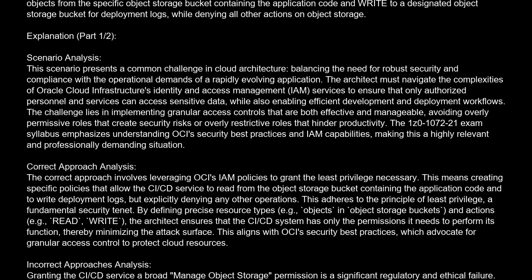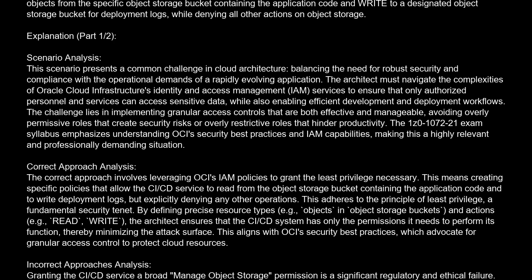Explanation. Scenario analysis. This scenario presents a common challenge in cloud architecture, balancing the need for robust security and compliance with the operational demands of a rapidly evolving application. The architect must navigate the complexities of Oracle Cloud Infrastructure's identity and access management (IAM) services to ensure that only authorized personnel and services can access sensitive data, while also enabling efficient development and deployment workflows. The challenge lies in implementing granular access controls that are both effective and manageable, avoiding overly permissive roles that create security risks or overly restrictive roles that hinder productivity.